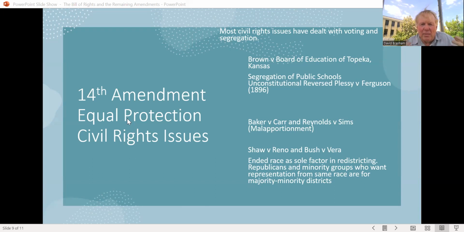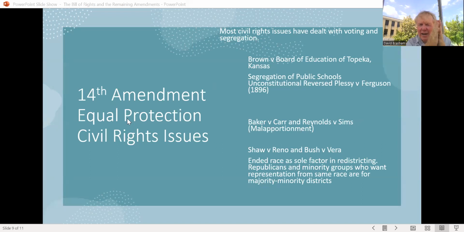I mean, there are things like neighborhoods and policy interests that people grouped together have, and they deserve to come together in one district and have that representation. So Shaw versus Reno and Bush versus Vera ended race as the sole factor in redistricting. Didn't stop us from looking at race because we still have our African-American majority districts. We have our Hispanic majority districts, but we can't only look at race when redistricting. We have to look at other factors.